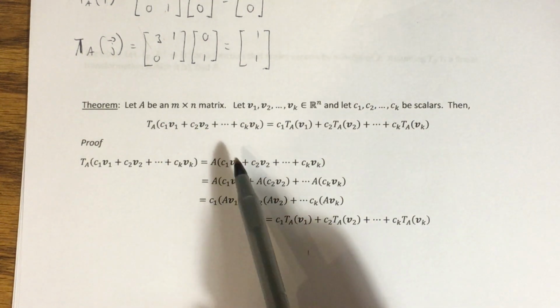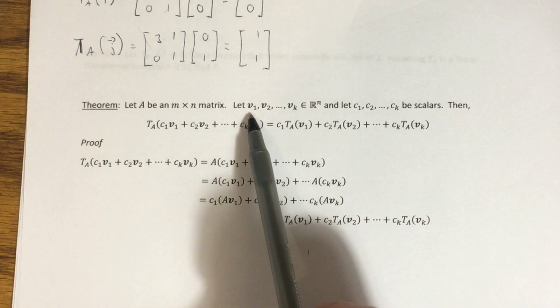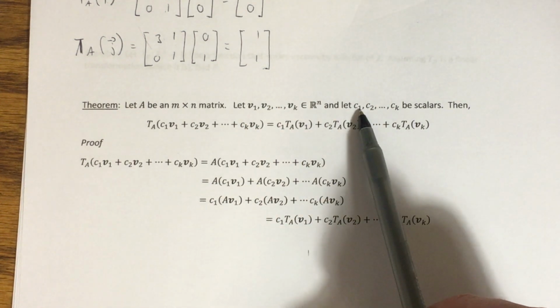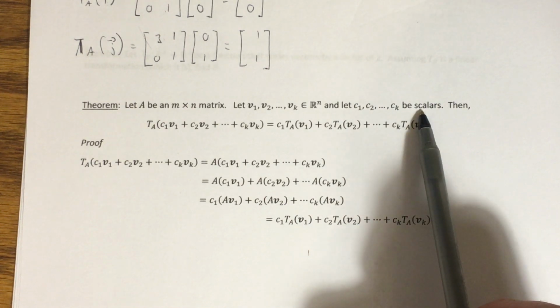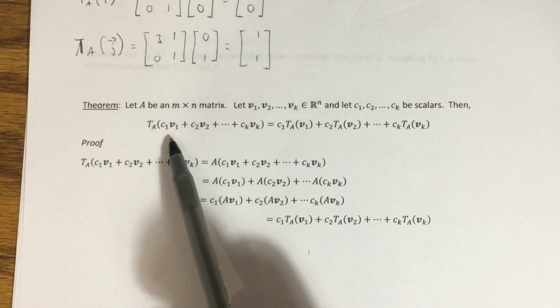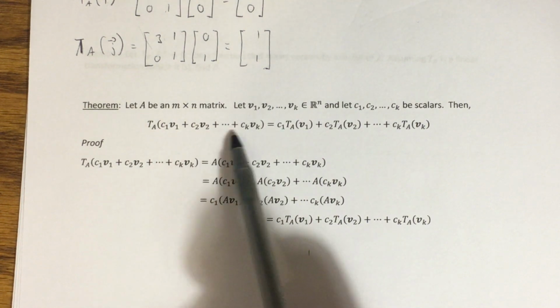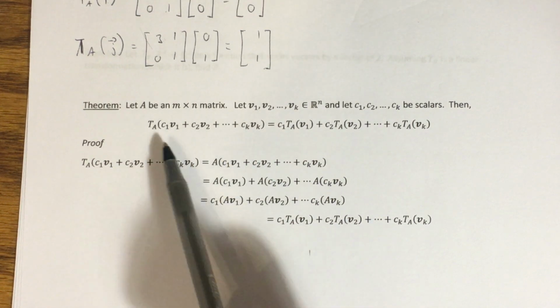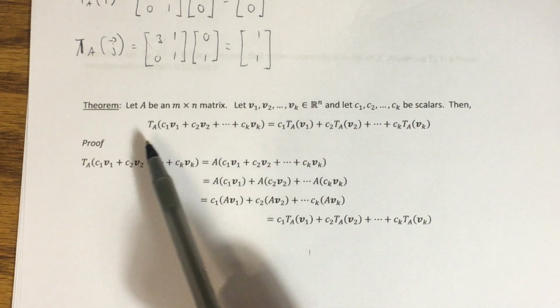It's just a lot of notation. Let's suppose that we have k vectors that we chose from Rn, v1 through vk, and then we're going to let c1 through ck be scalars. And I use these to form a linear combination. What happens if I plug this linear combination, which would be another vector in Rn once you evaluate it, into my linear transformation T of A?